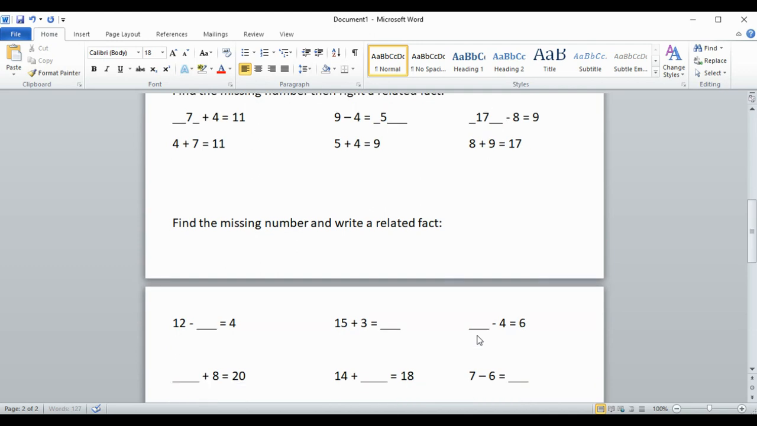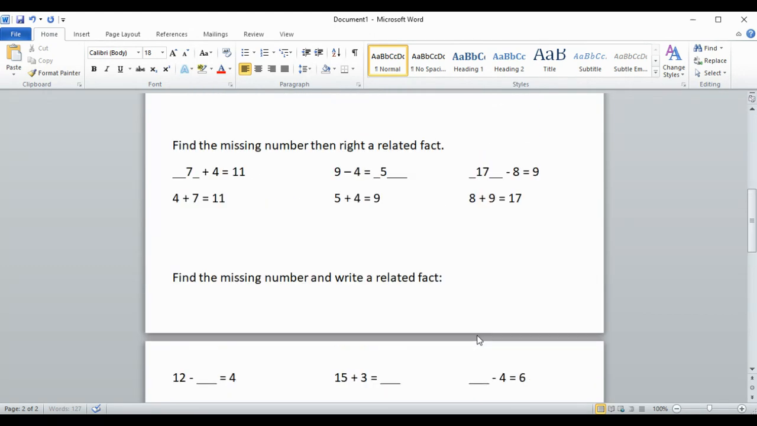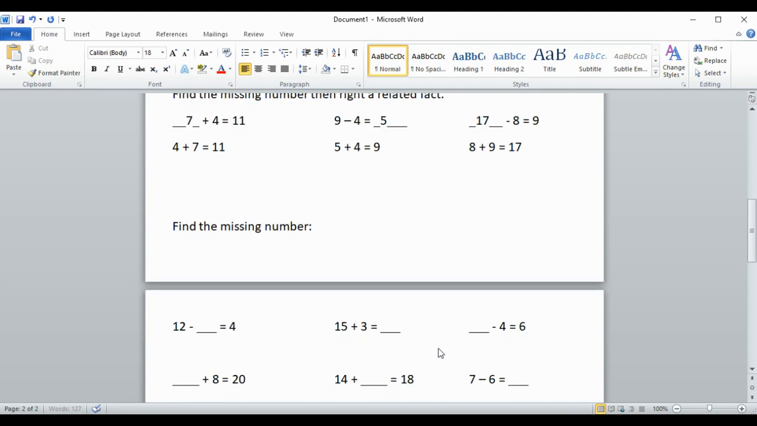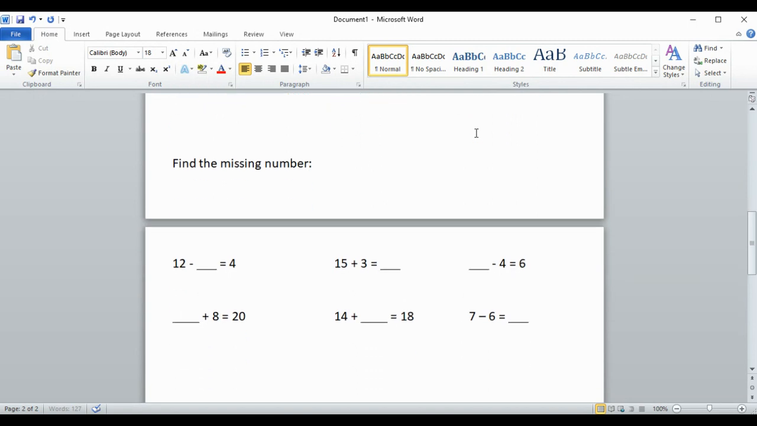So here we go again down here. And we talked up here about writing the related fact. So down here, I'm just going to talk you through finding the missing number. For the most part, it's going to be a simple thing. But when we come to problems like this, I notice that kids tend to get confused. So I want to review that a little bit more.